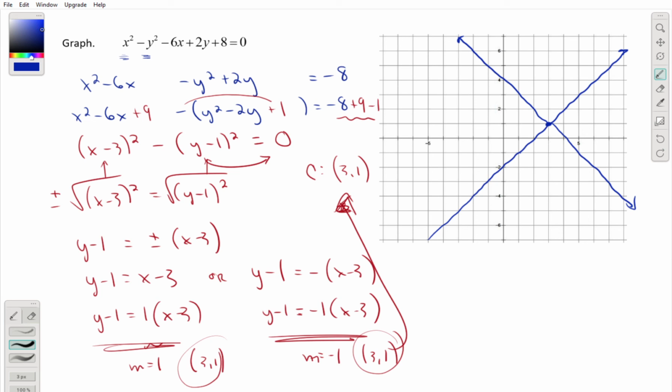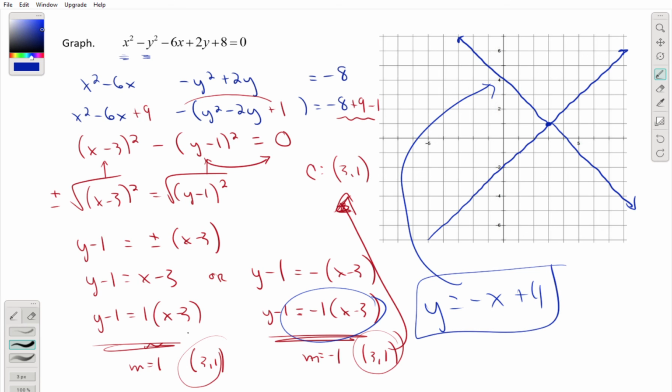Now, if you didn't want to leave it in point slope form, you could solve this equation for y, and I'm willing to bet you're going to get y equals negative x, and this is the one that's got a negative slope, so it's probably going to be a plus 4 y-intercept. And if you solve this one, you're probably going to get y equals x minus 2, and that's because that's where that one crosses. So you can simplify those and graph them separately, but it's going to be two intersecting lines that meet at that point that is the center.